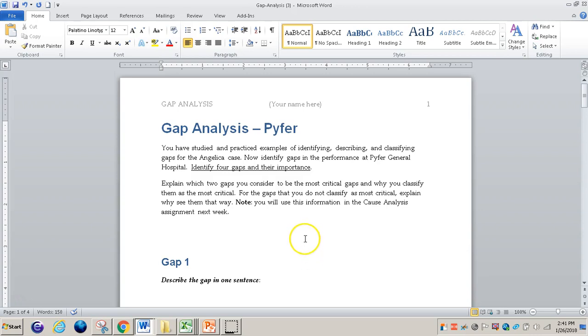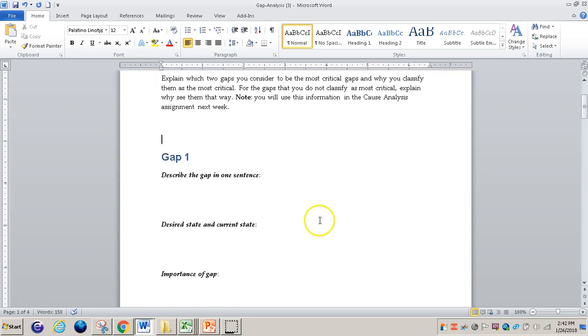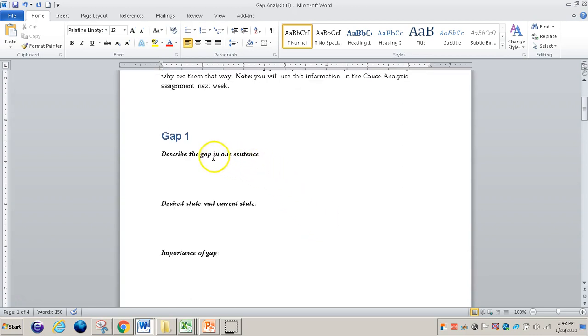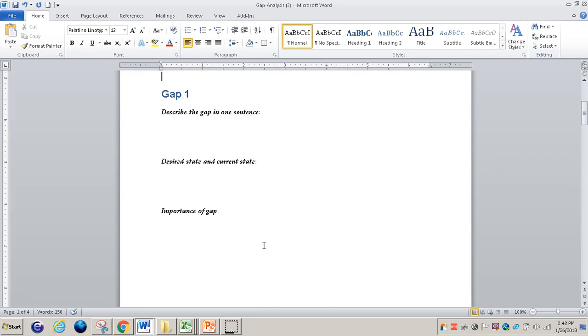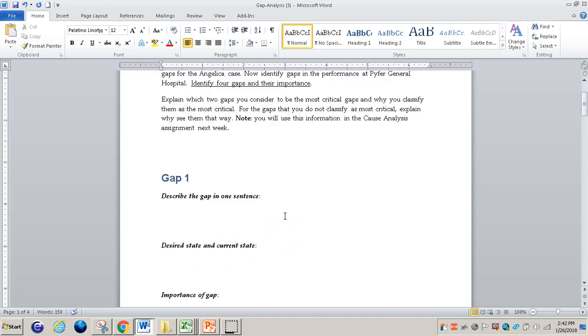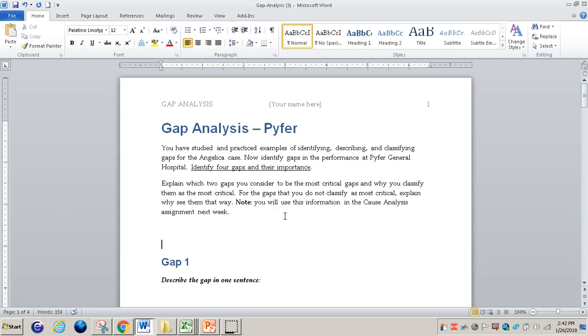And it says, note you will use this information in the cause analysis assignment next week. And if you remember, the gap analysis will help build and lead you to the cause analysis. So we can see not only are you just doing the gap in one sentence, desired state and current state, but you're also describing the importance as well. Okay, so that was a step we didn't do initially until we replied to each other in the discussion, but you'll be able to see that you also need to fill out the importance of the gap through this assignment.